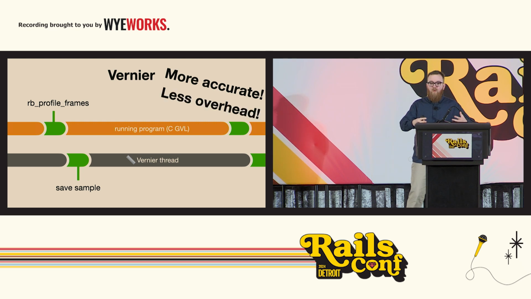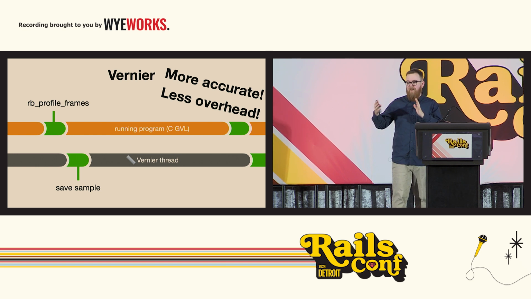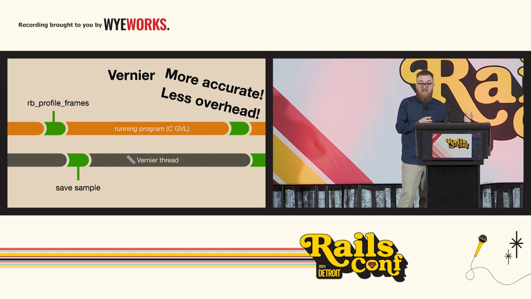It's also lower overhead. Previously, we had to do the work of saving the sample inside of the main thread, and that would slow down the program slightly. By moving that into a dedicated C thread, we save time there as well.